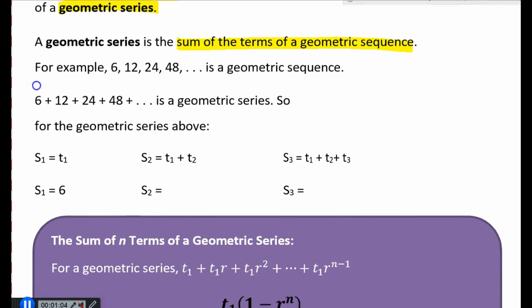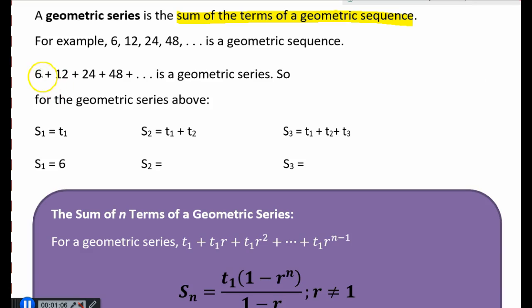So if we look at this, we can think of it as, okay, well, the sum of one term is just term 1. So it's just 6, the first term. But the sum of 2 terms is going to be term 1 and term 2. So that's 6 plus 12, which is 18. Sum of 3 terms is going to be 6 plus 12 plus 24, the first 3 terms, which is going to be 42.